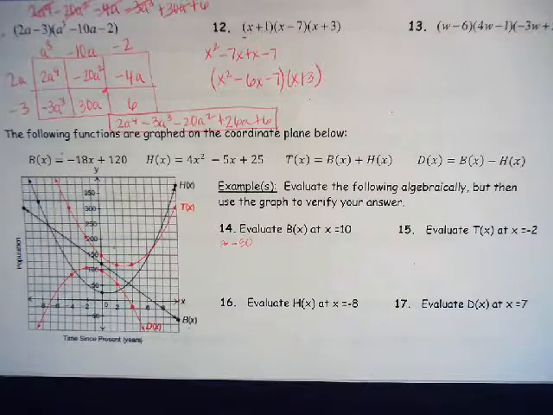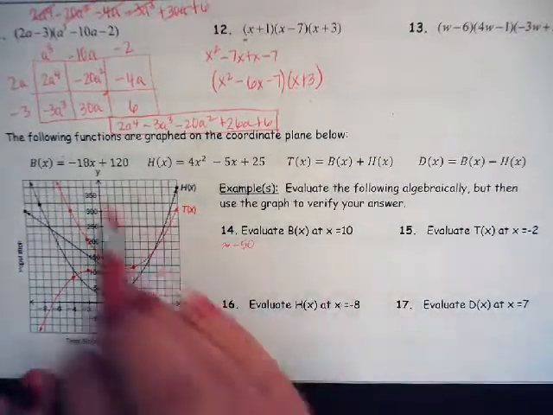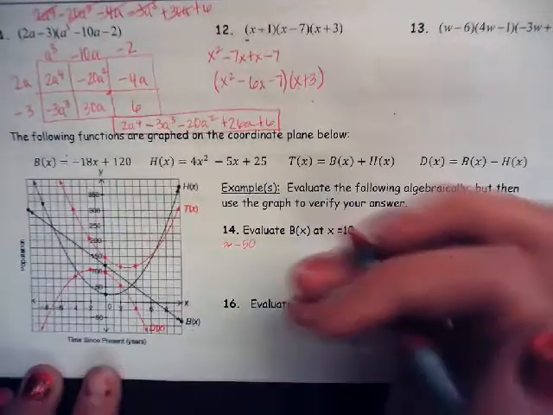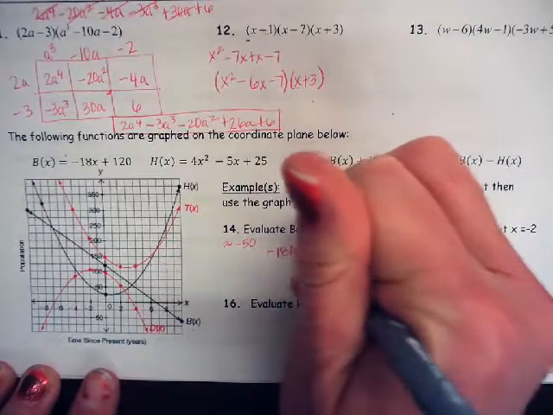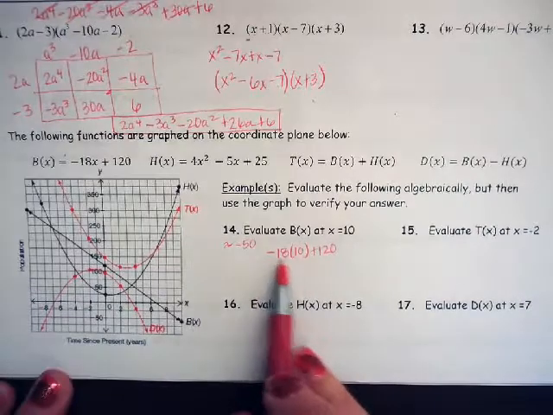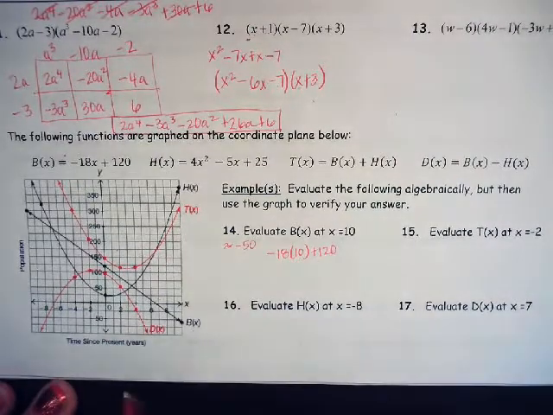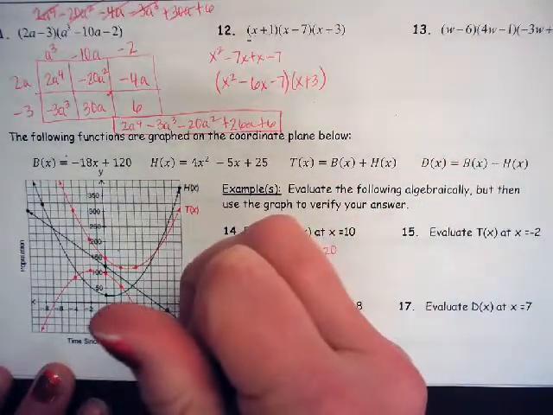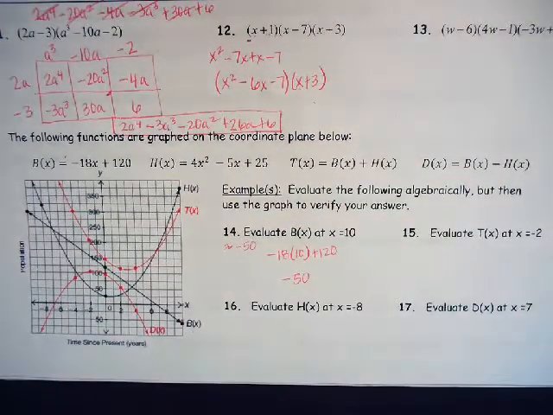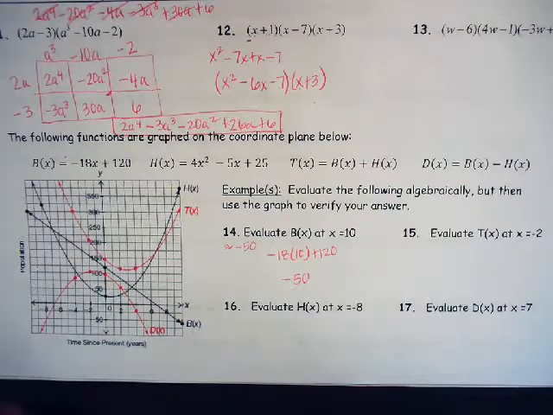But let's now do it algebraically. So that means I have to substitute x equals 10 into this equation. So that's negative 18 times 10 plus 120. That would be negative 180 plus 120 gives me a negative 50. So it actually is right at negative 50, even though it looked like it was a little bit below, but that's where it is.